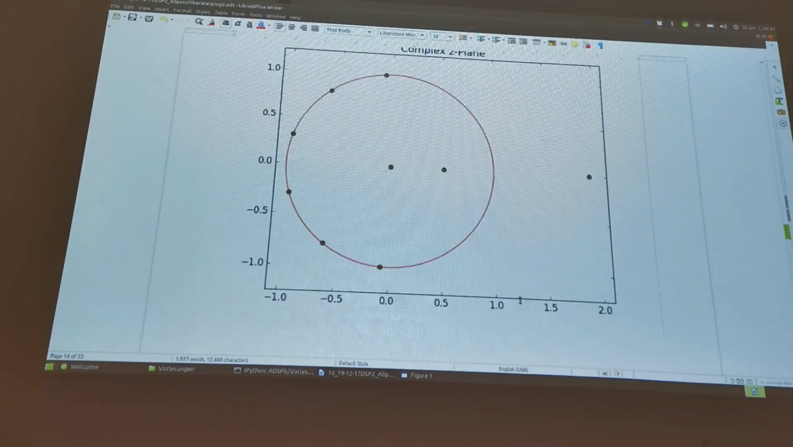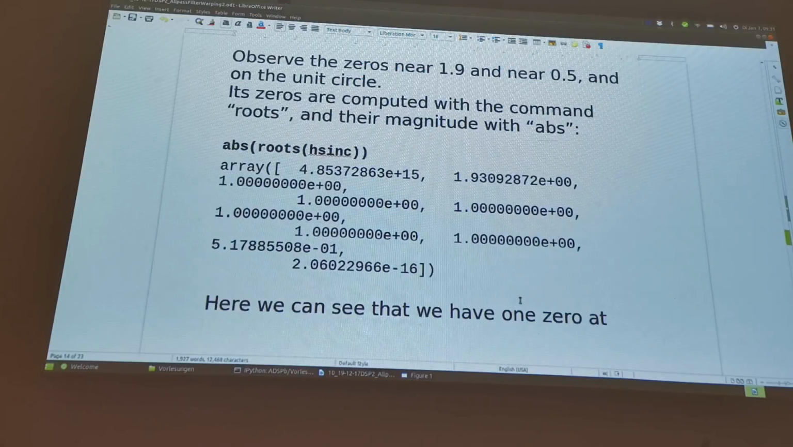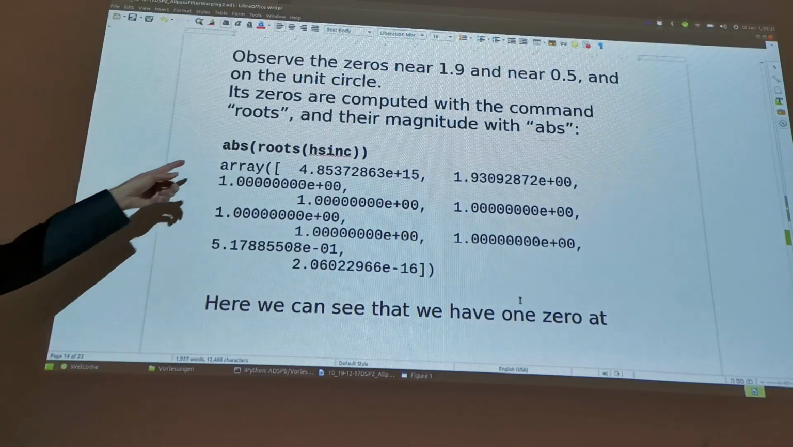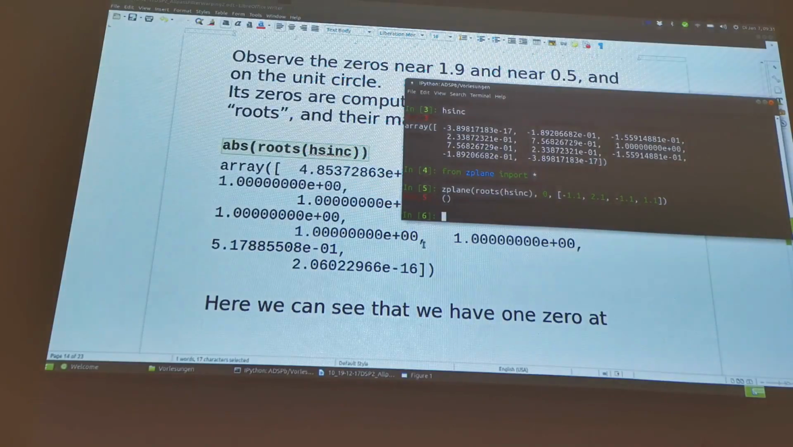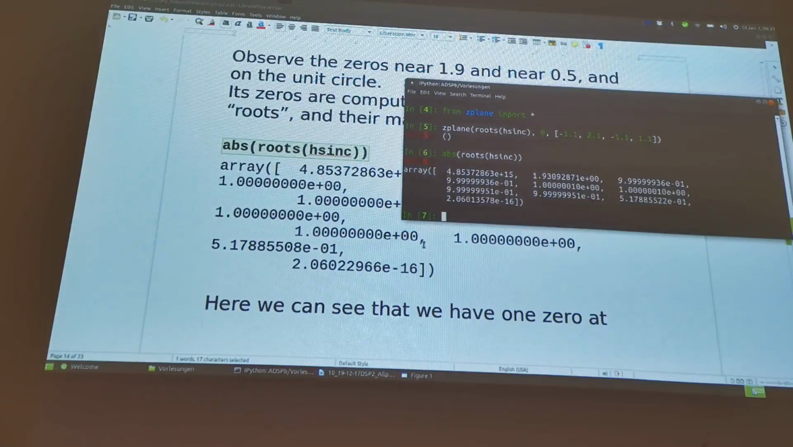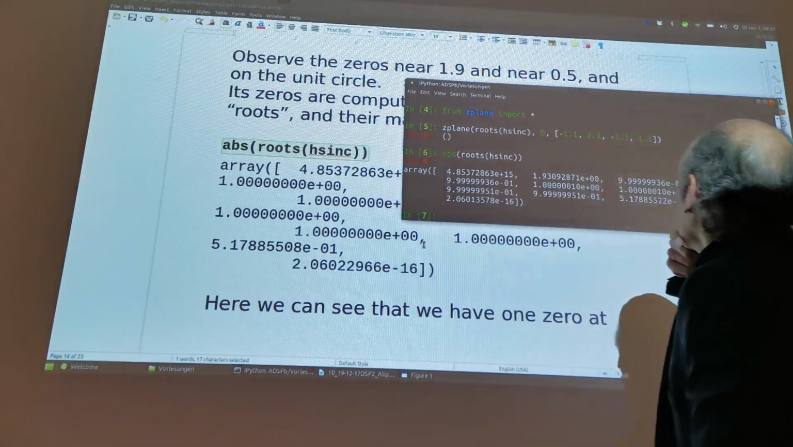Yeah, so this is the picture that we just saw. And when we look at the roots explicitly and apply the abs function, then we can see the distance from the origin. So this is what I did here, abs roots. So we can do it here. Then we get the precise numbers, and you can see there's 1, 0 in infinity.